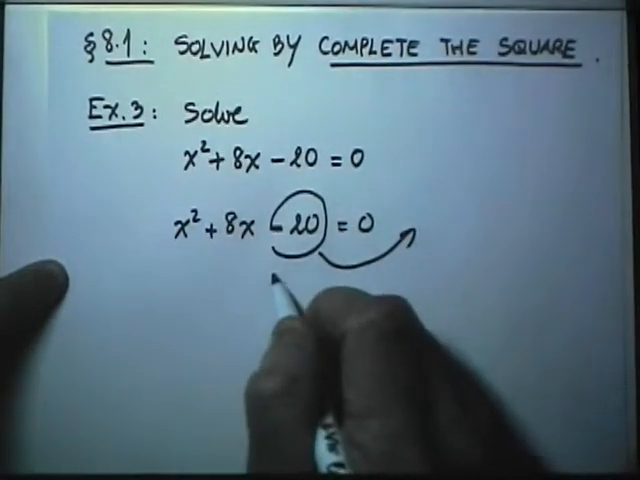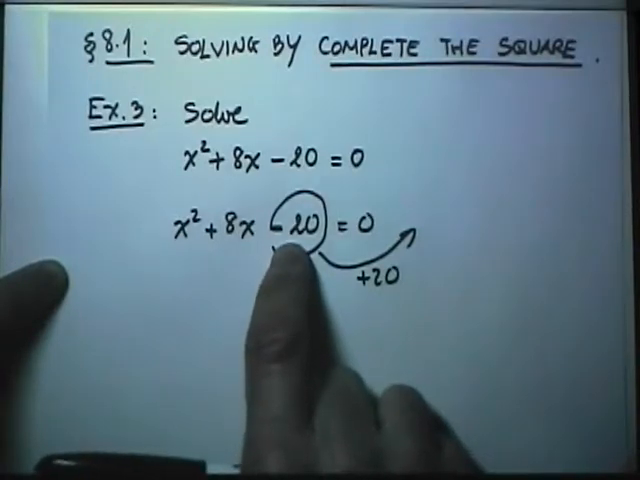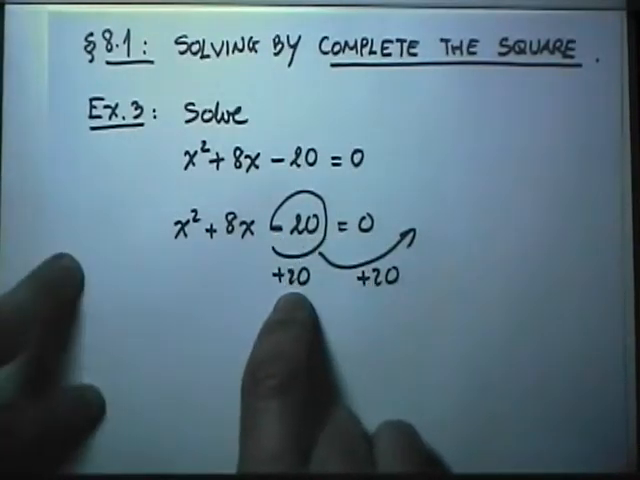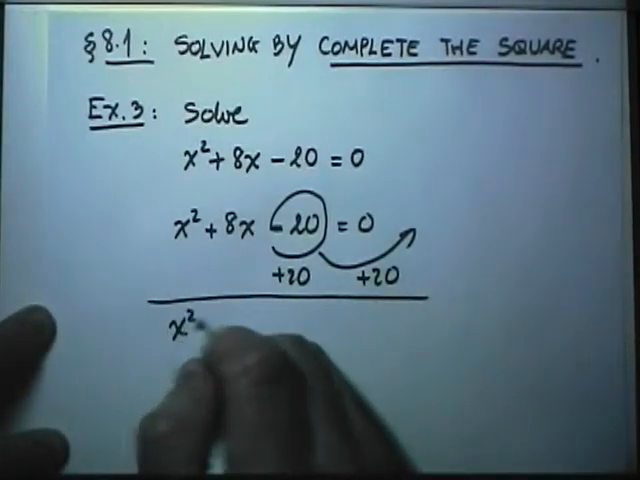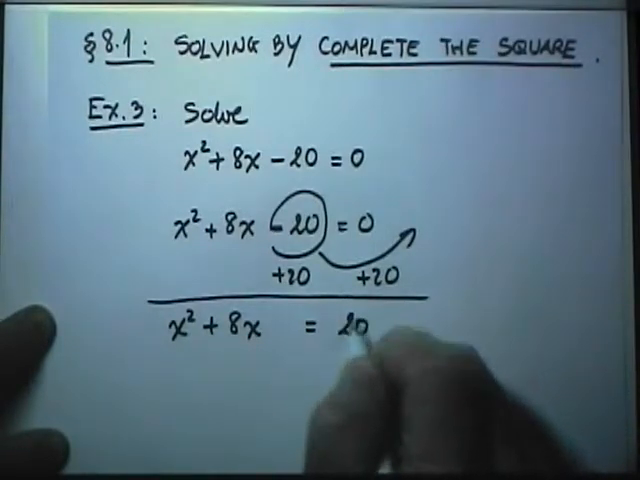The way to do that, I'm going to add 20 to both sides, because the term itself is a minus 20, so I need to add 20 to both sides. And so what I have here is going to reduce to x squared plus 8x equals positive 20.